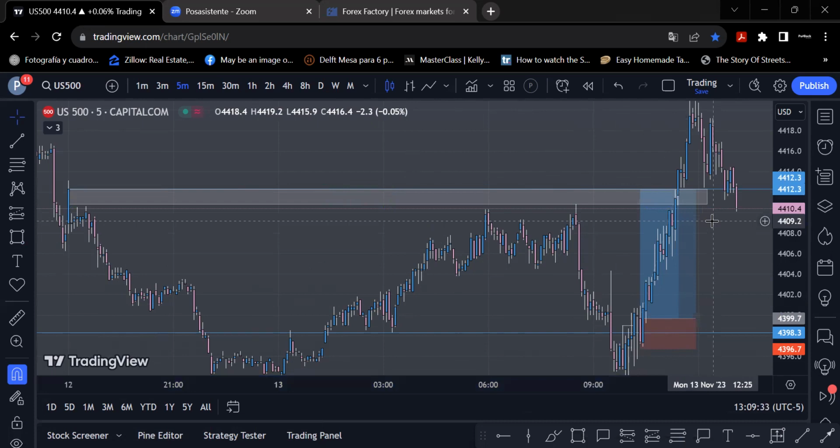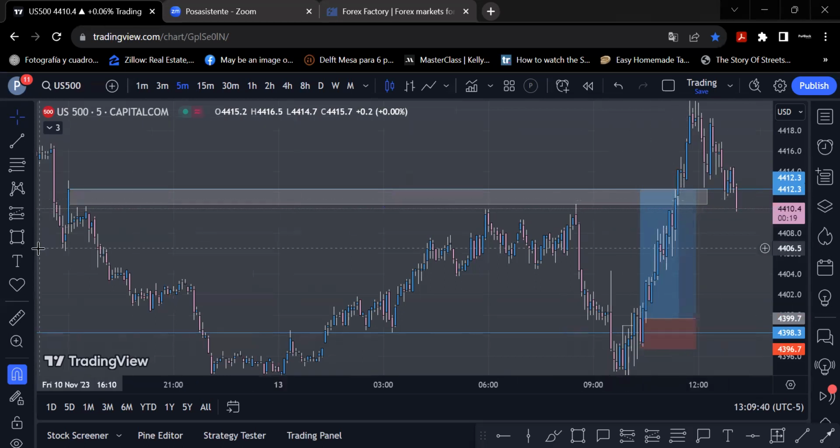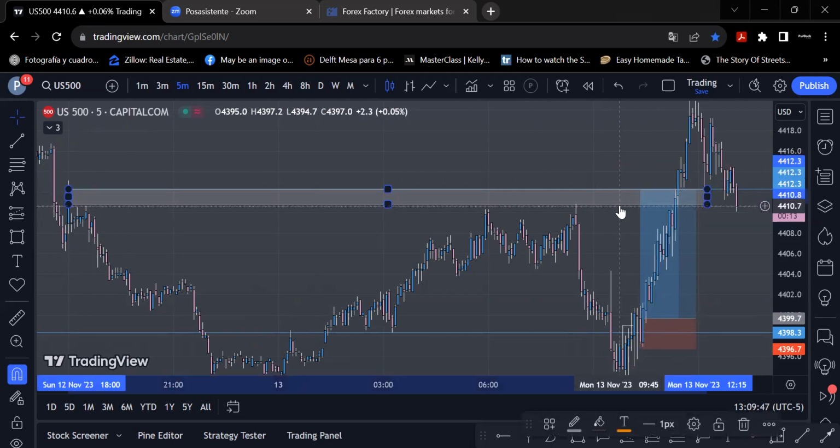So if we were going to go up and take out the liquidity above these highs, where would it go to? Exactly, it would hit the opening of this candle here, which was the frame of reference for the TP.